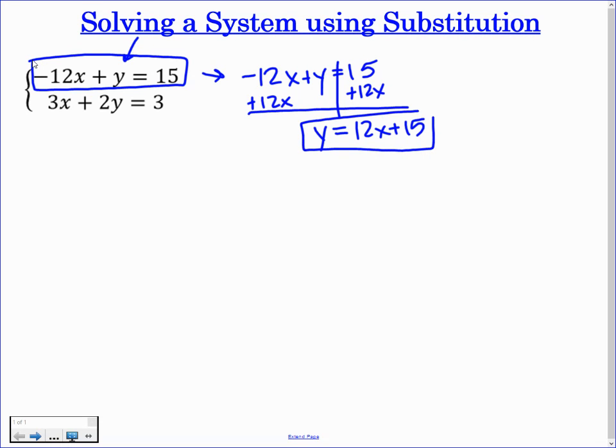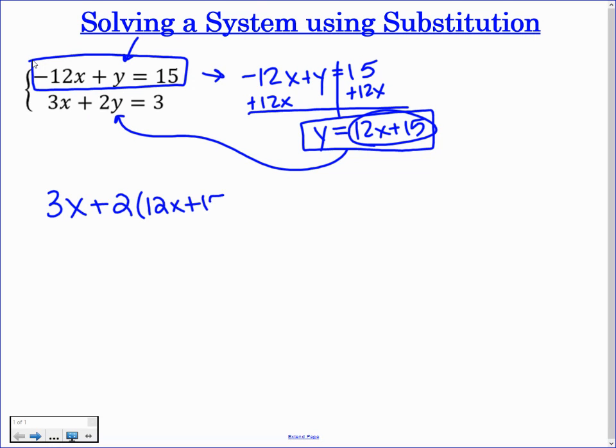Now, this is an important first step in substitution because we're going to substitute 12x plus 15 in for y, because y is equal to 12x plus 15. They have the same value. They are equal to each other. So the next step in substitution would be to take this expression right here, 12x plus 15, and replace y with it in our second equation. So we'll rewrite the second equation, 3x plus 2 times y, except instead of a y this time, I'm going to plug in the expression 12x plus 15. And notice this equation still equals 3, just like the second equation did.